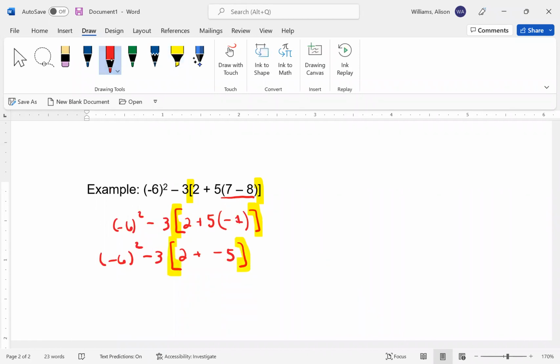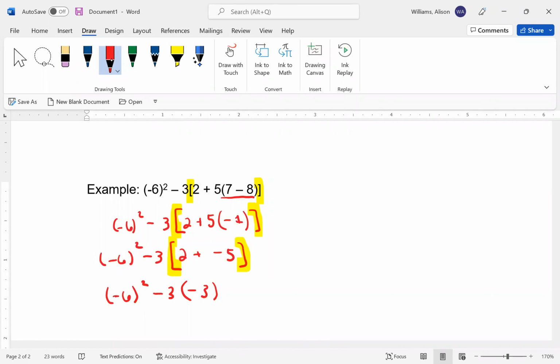So 2 plus -5 is -3. Now, I can leave it as a bracket, but I'm going to go ahead and write it as a parenthesis because that 3 is right next to it. Don't need the bracket anymore. It's just a fancy parenthesis to help tell the difference between the other parenthesis. So I'm going to leave it as a parenthesis because that's multiplying. We're going to multiply those two.